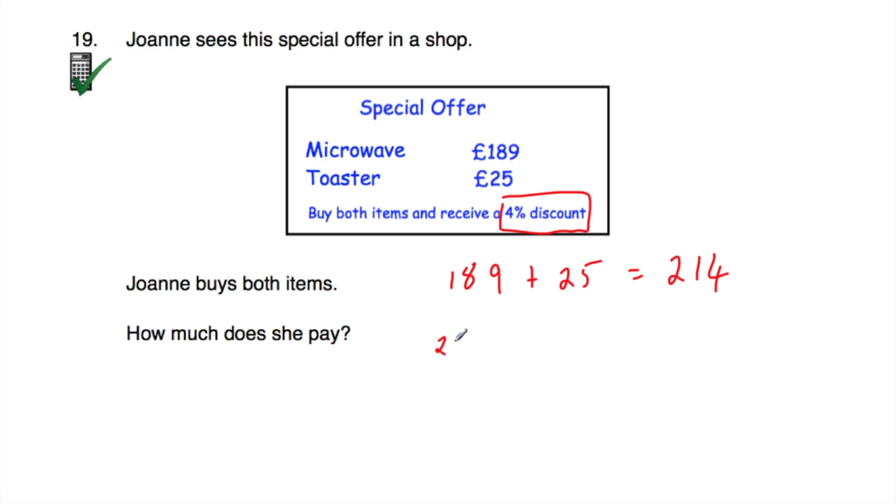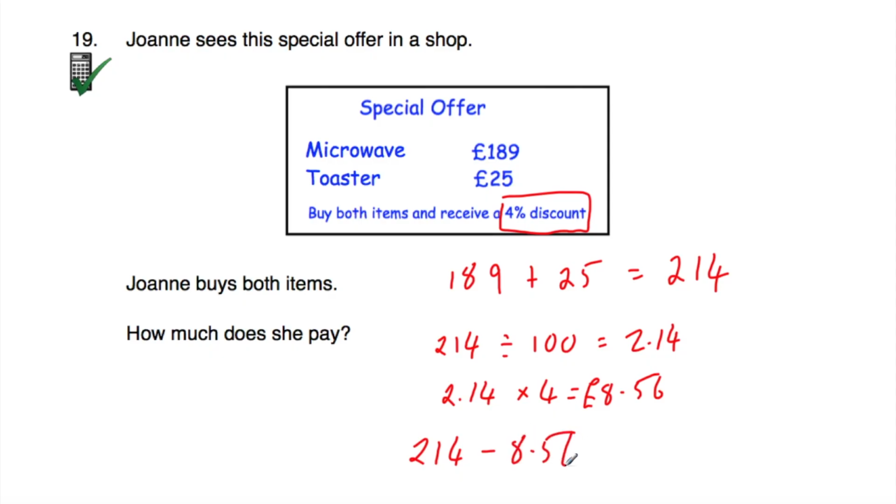So let's take the £214 and divide by 100. And that's equal to 2.14. And then if we take the 2.14 and multiply that by 4, let's see what we get. So if we times by 4, that's equal to £8.56. So that means there's a saving of £8.56. So a discount. So if we did the £214 and subtract £8.56, what's left will be how much Joanne has to pay. So 214 subtract £8.56 is equal to £205.44. And that's it. That's how much Joanne has to pay for the items.